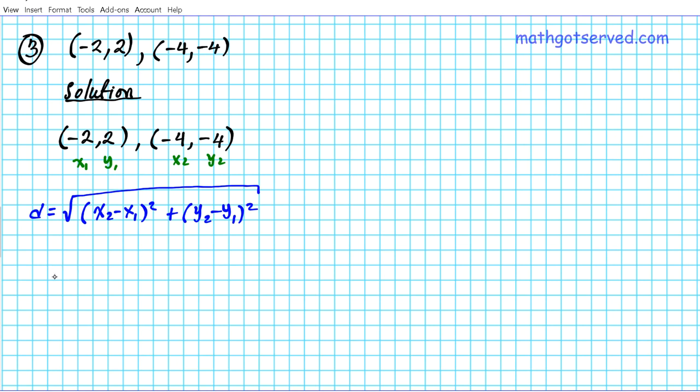So the distance between the 2 points is going to be, now let's look at my x2s.